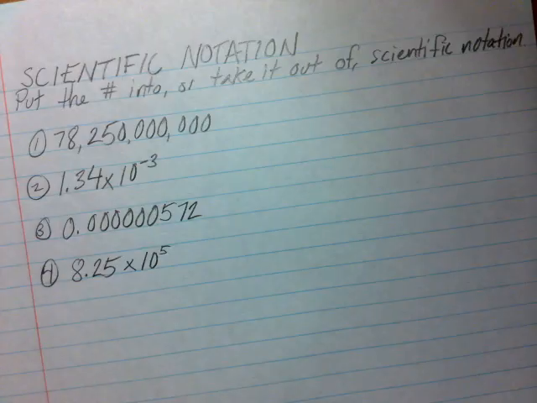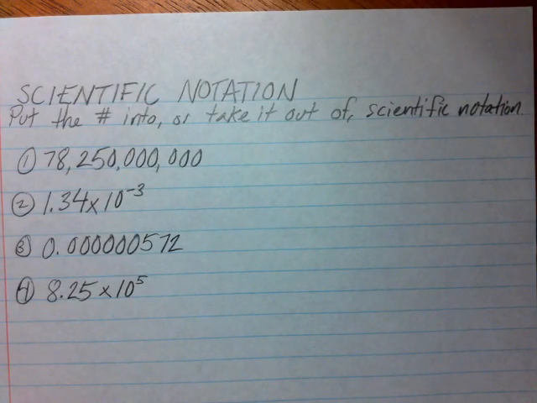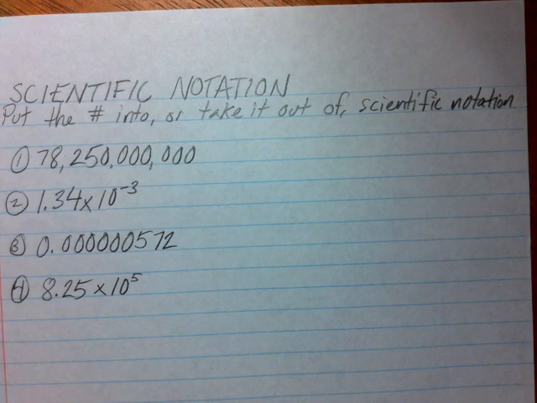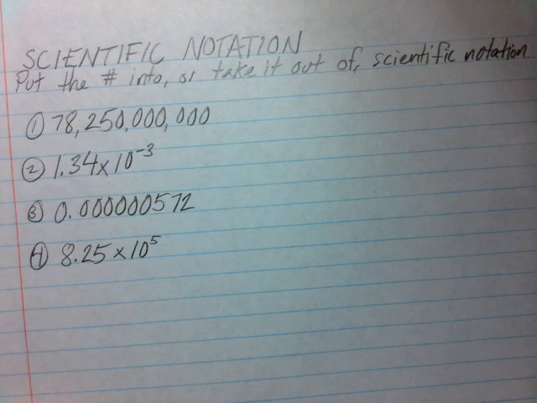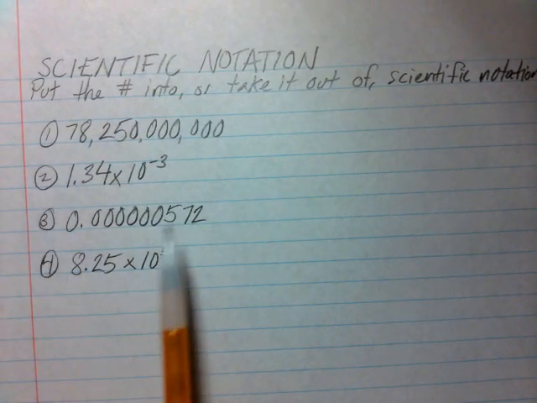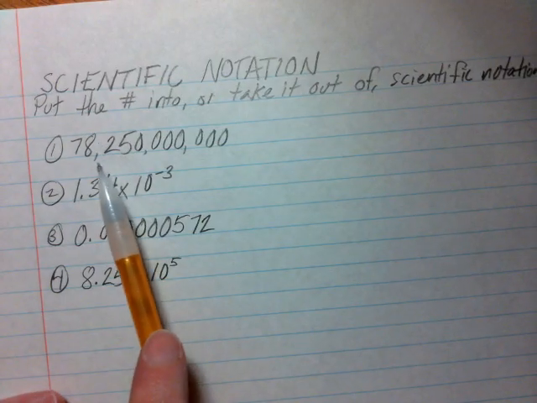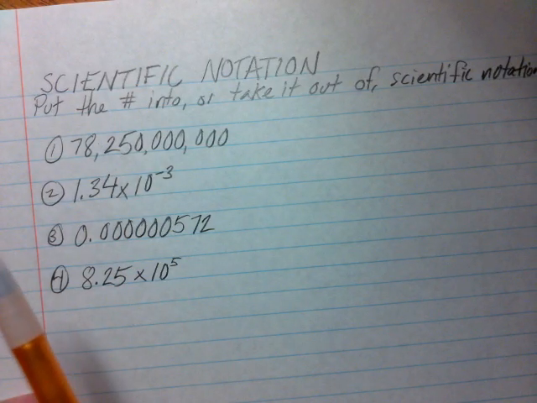Okay, let's look at some problems about scientific notation. So the instructions here are to either put the number into scientific notation or take it out of scientific notation. The ones that are already in scientific notation are number 2 and number 4, because they have this times 10 to a power part. So for the first one, we need to get it into that form.